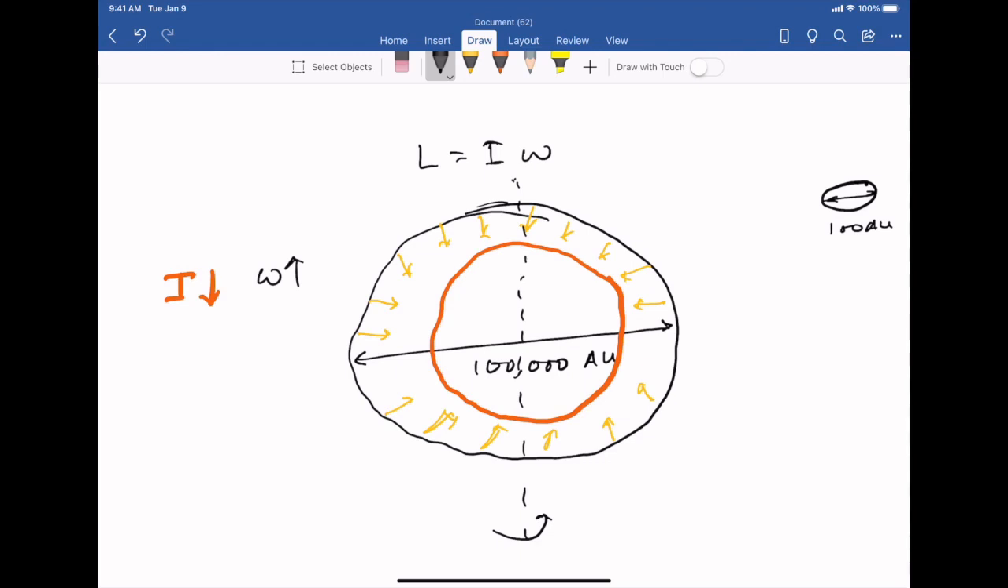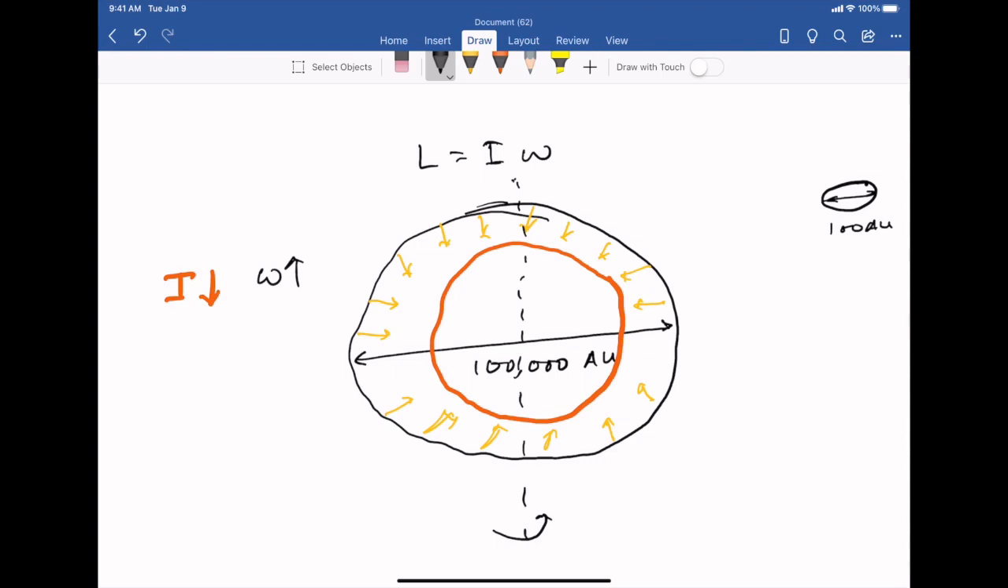So what that means is that as the cloud collapses, it's going to spin faster and faster. Initially it was spinning very, very slowly, negligibly slowly. But then as it starts collapsing, it's going to spin faster and faster and faster.